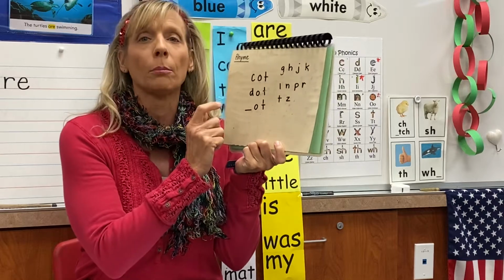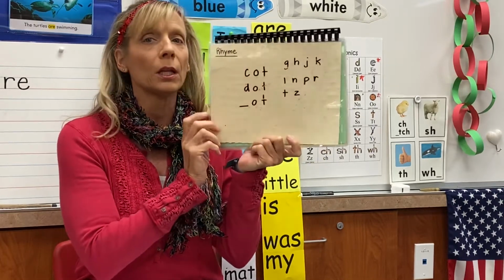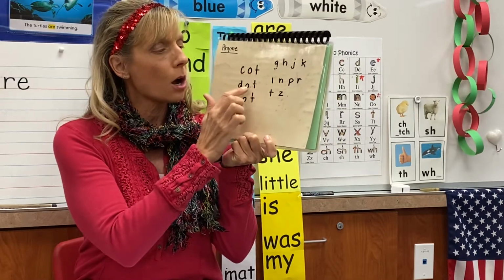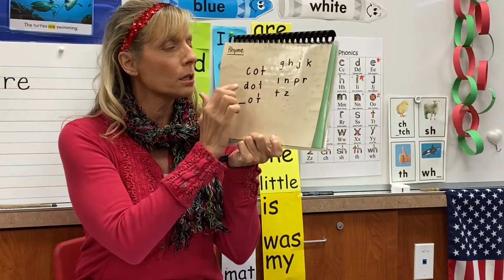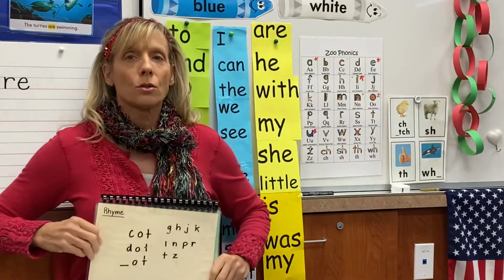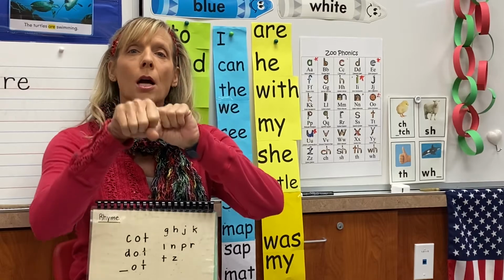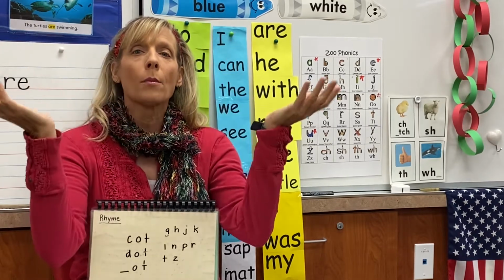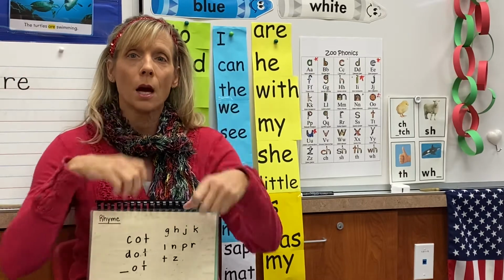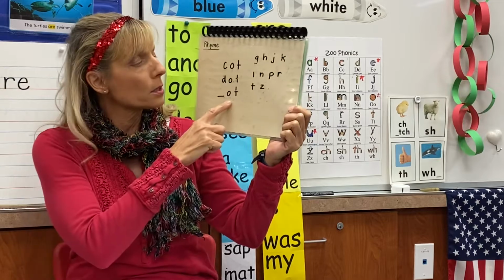Today we are rhyming with the ought family. Ought, ought, ought. Caught, dot. Let's do those 2 rhyming words. Caught, dot. What rhymes with caught and dot? Let's put some more consonants in front of ought to see.